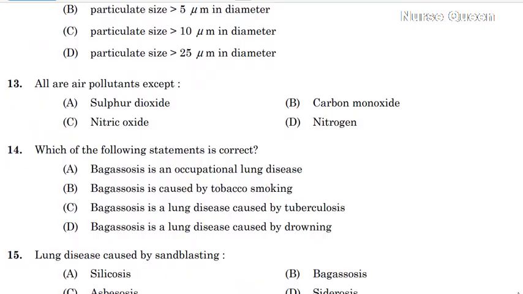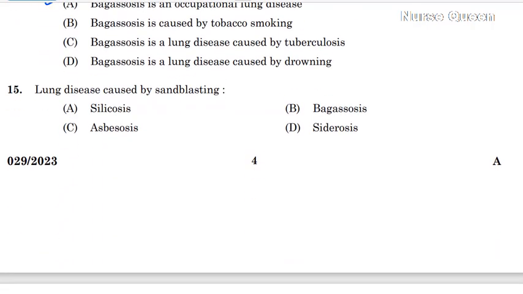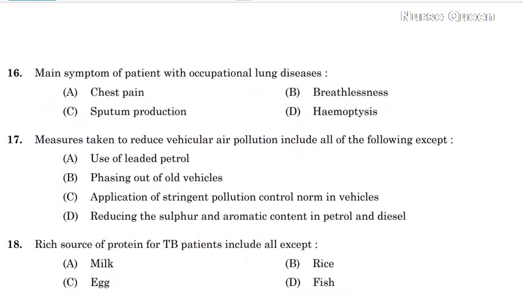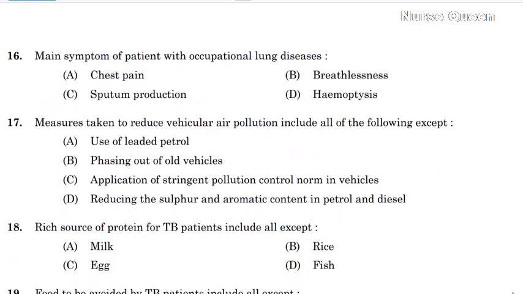Next question, all are air pollutants except. Correct answer, nitrogen. Which of the following statements is correct? Correct answer, bagassosis is an occupational lung disease. Next question, lung disease caused by sandblasting. Correct answer, silicosis. Next question, main symptom of patients with occupational lung disease. Breathlessness.